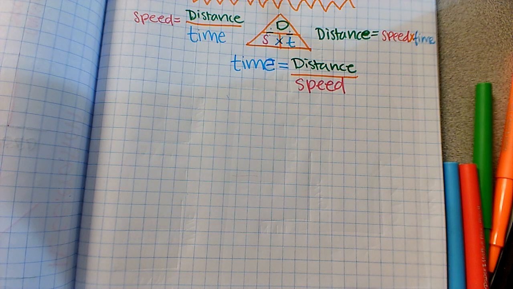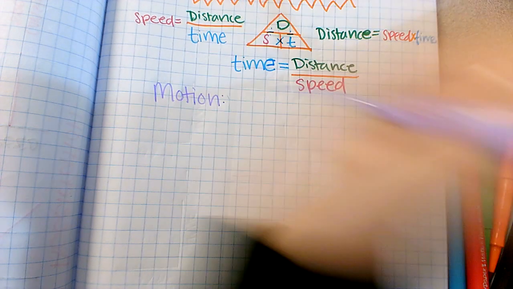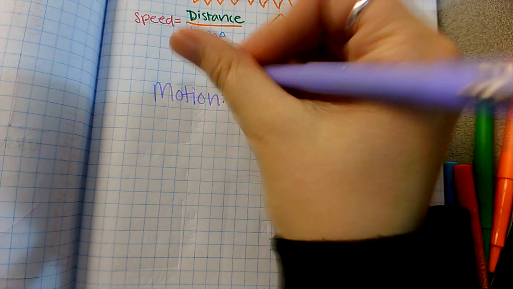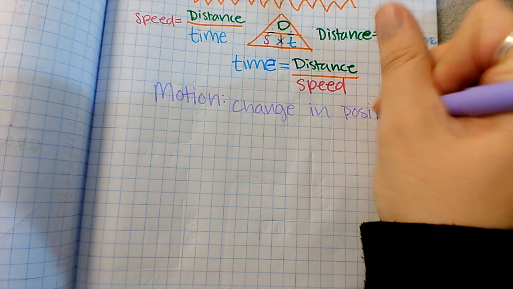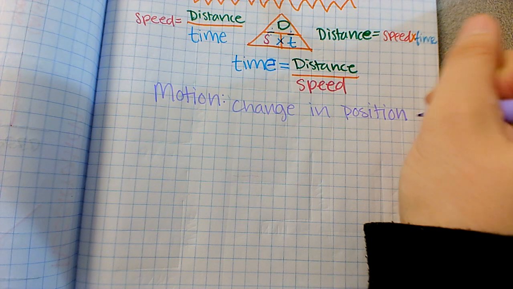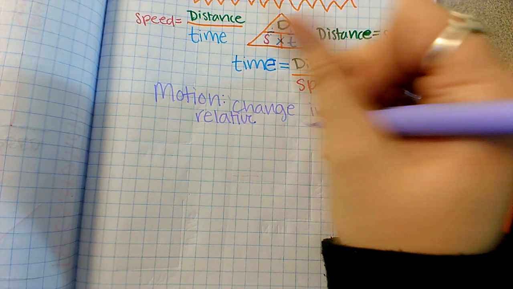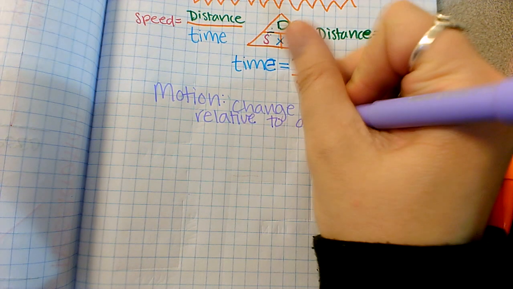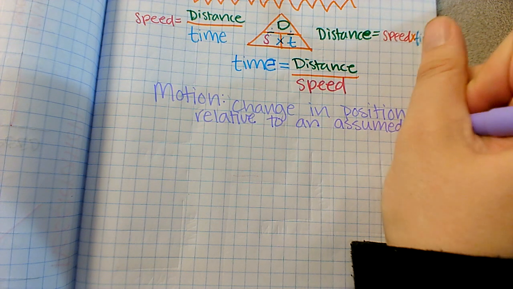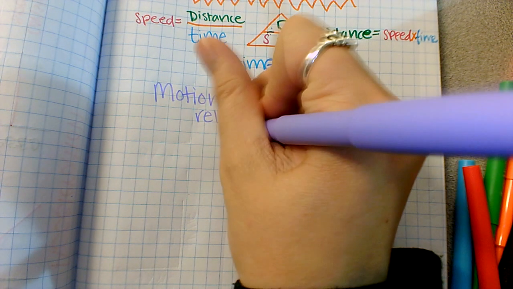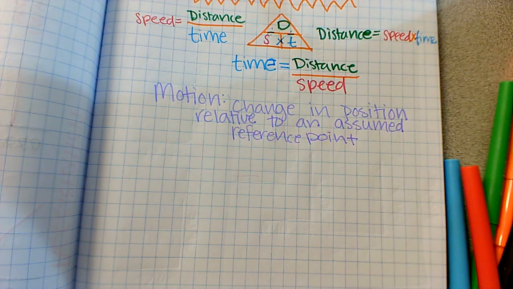Okay? So, motion is a change in position relative to an assumed reference point. Okay?